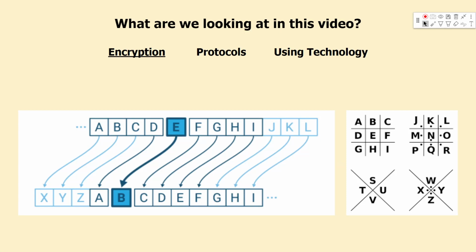So here we've got two different ways of performing encryption. On the left-hand side, we've got something called a Caesar cipher. And on the right-hand side, we've got the Pigpen cipher. I'm going to give you a brief explanation of both of them now.